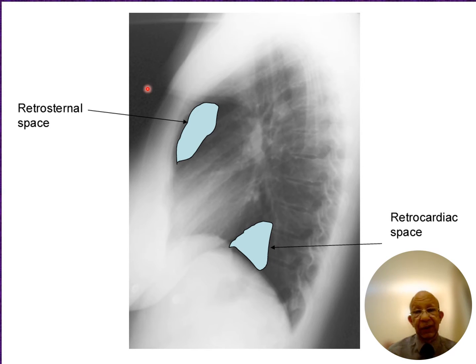Okay, now these are the retrosternal spaces and retrocardiac spaces, and as I said, this should be darker, with a sharp costophrenic angle at the bottom. And this is the left diaphragm, this is the right diaphragm.